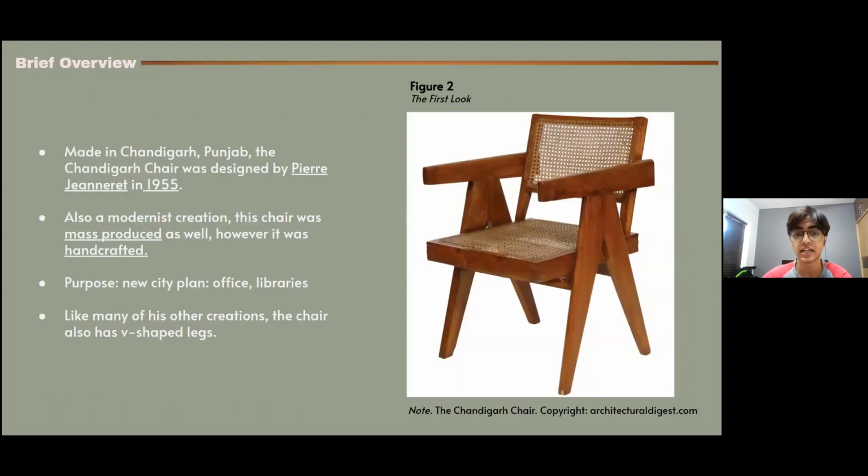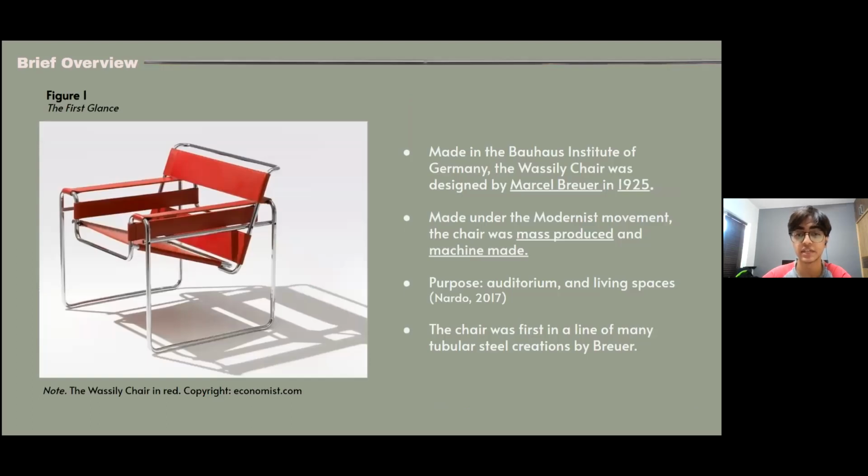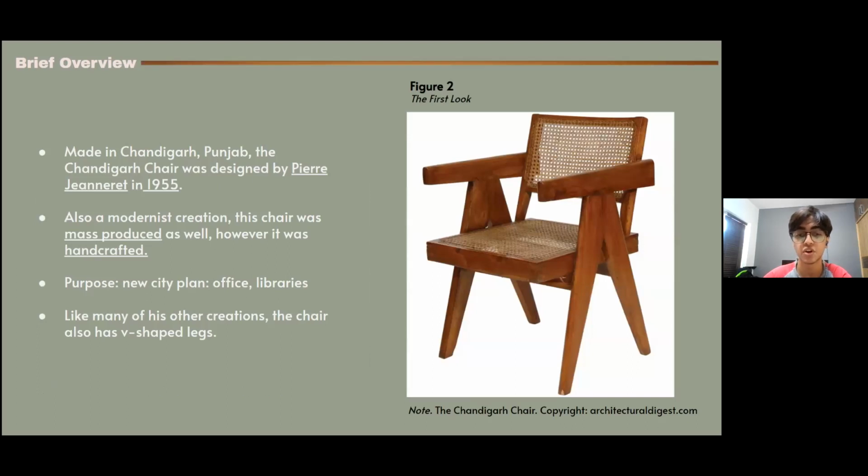The Chandigarh chair had Jeanneret's commonly used V-shaped legs. Wassily chair was made for auditoriums and living spaces, while the Chandigarh chair had a much more concrete sense of purpose. It was made for the new city plan of Chandigarh to be used in offices and government buildings. I'll now hand over to Janvi.